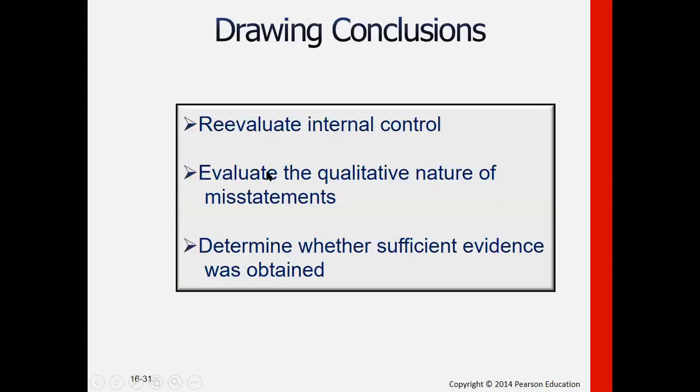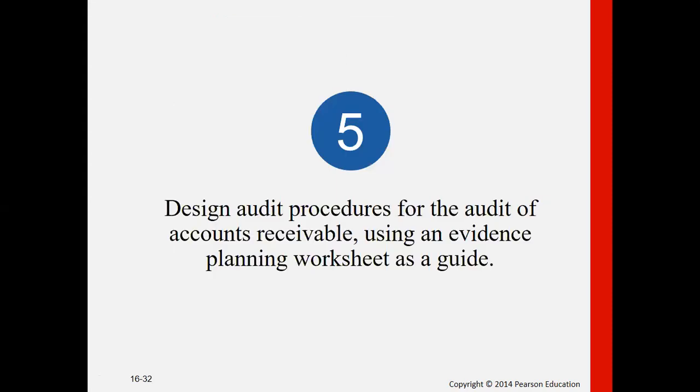For conclusions, we can reevaluate the internal control and the qualitative nature of misstatements. It's possible that the amounts would be lower, so immaterial because they are below the threshold, or the performance materiality, or the tolerable level of misstatement, but they have to be evaluated just in case. And then determine whether sufficient evidence, in terms of quantity and quality, was obtained so that our evidence gathered would be persuasive or convincing.